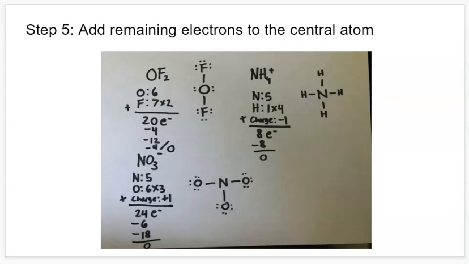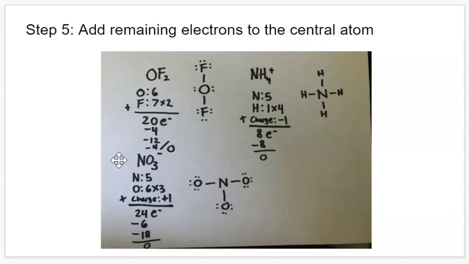All right, next we're going to add any remaining electrons to the central atom. So OF2 still had 4 electrons left, and the central atom only had 4 electrons. So to get 4 more, we just put 2 lone pairs on the oxygen. And this seems like a pretty valid structure now because we have 8 on the fluorine, 8 on the oxygen, and 8 on the fluorine, and we've used exactly the amount of electrons allotted to us in our valence electron budget. All right, for nitrate, we have no electrons left.